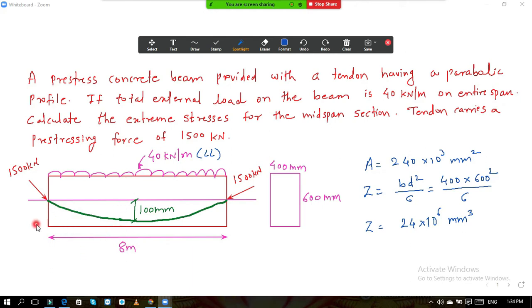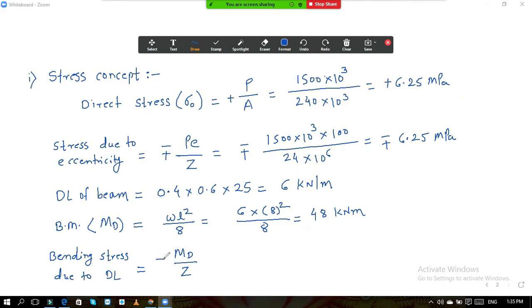So it will bend in sagging profile, like the profile of this tendon. If the sagging profile is there, then compression is at top, tension is at bottom. So compression at top means at top it is plus, and at bottom tension means minus. So again it is plus minus. MD is 48 into 10 raised to 6 Newton mm divided by 24 into 10 raised to 6. So it is plus minus 2 megapascal, Newton per mm square.